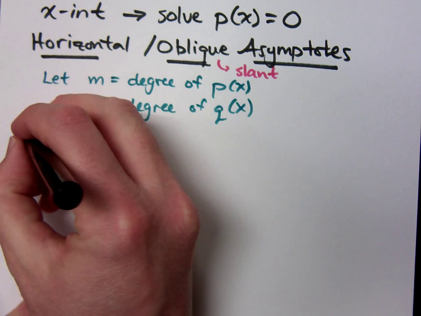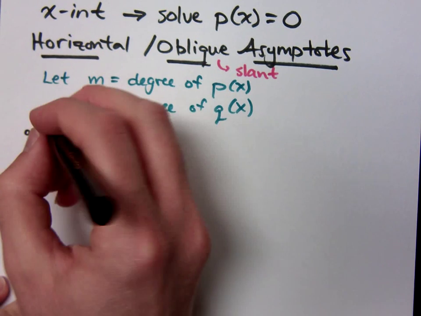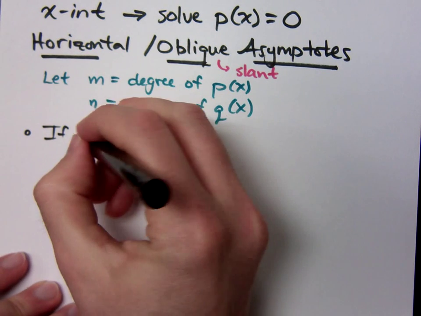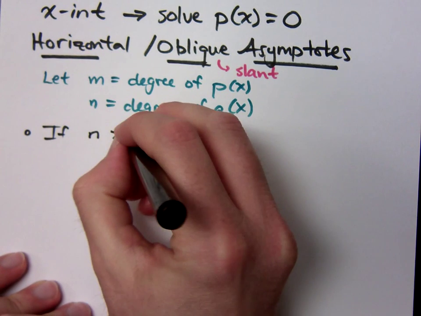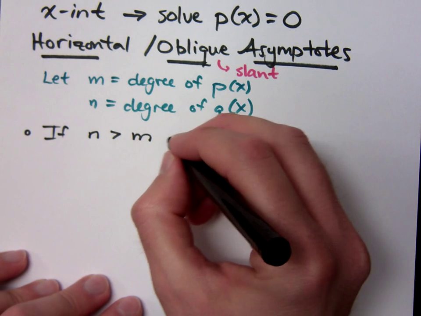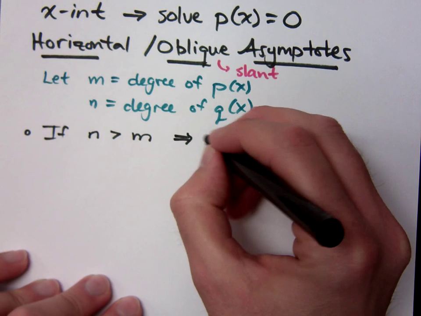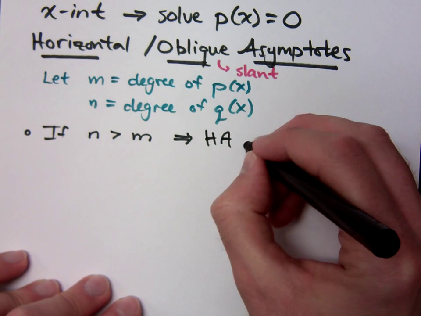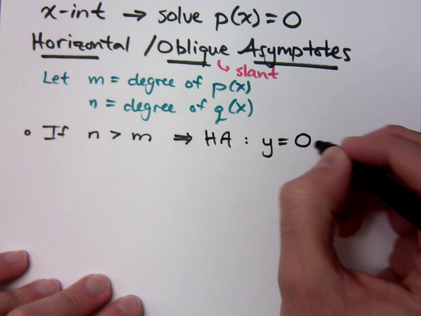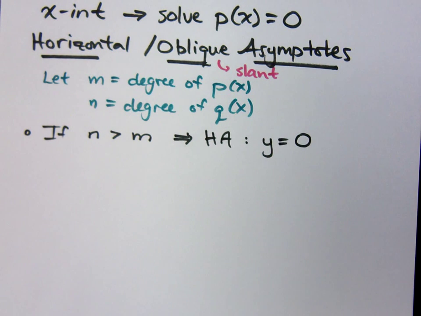Okay. So the first thing we have here is this. If the degree of the bottom is larger than that of the top, that means you have a horizontal asymptote of y equals 0. And I always like to think about it this way in terms of the string.